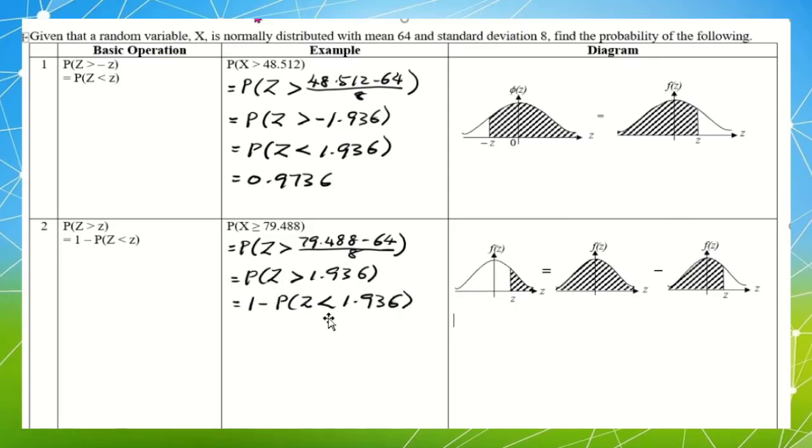So now you can see that now I'm ready to use the table. So from the table of standard normal distribution table, I find that the value is 0.9736. So when I minus, I will get 0.0264.